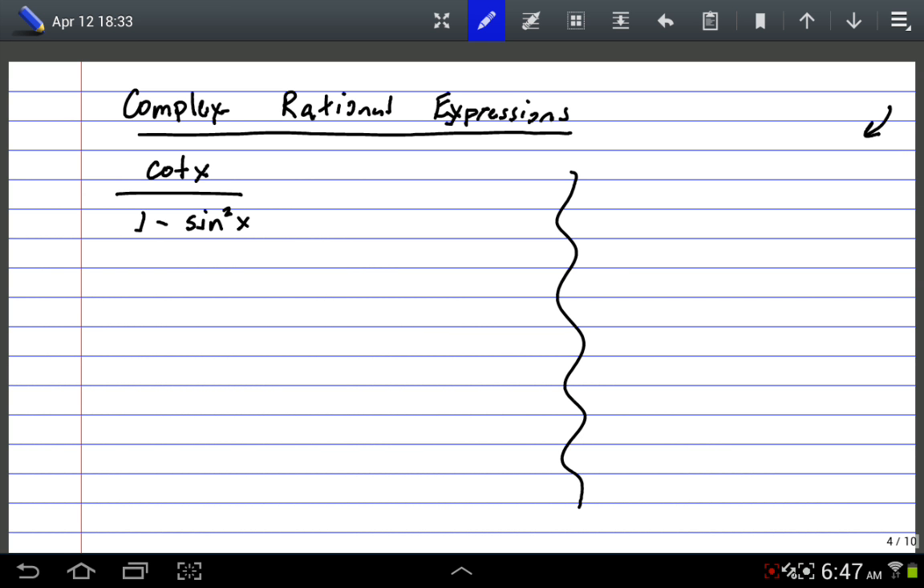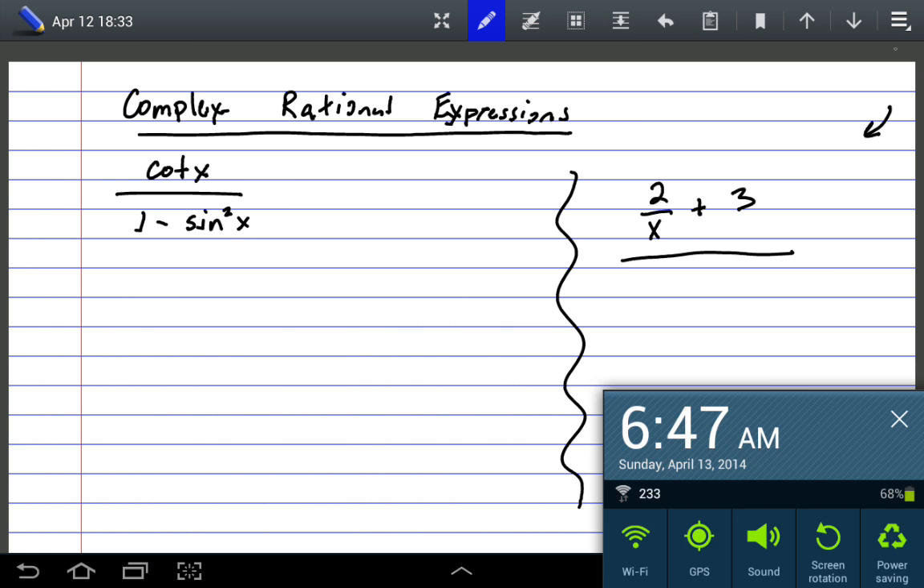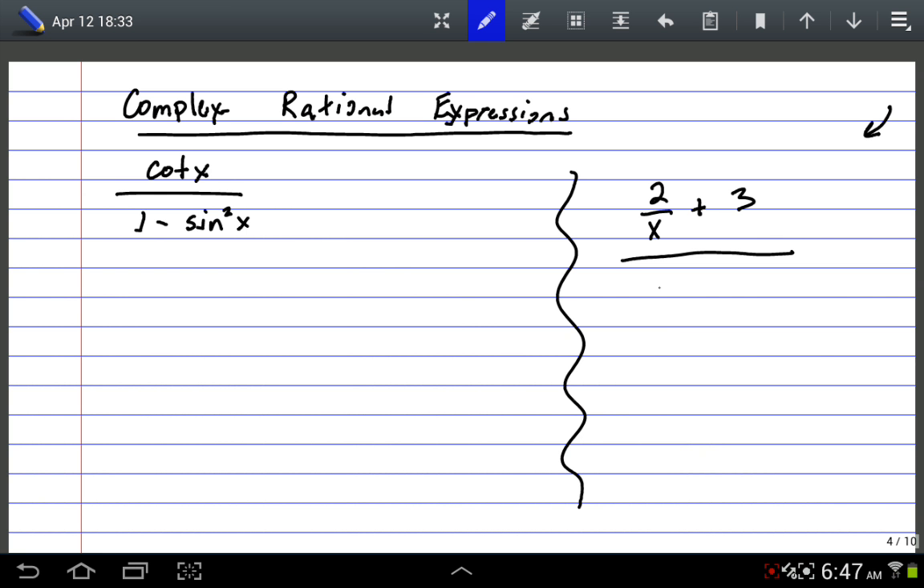Now let's look at the final strategy for today: complex rational expressions. Let's look at this from an algebraic standpoint first, and then we'll look at some examples with the trig. Over here on the right side, let's write a complex rational expression, something like 2 over x plus 3, over 5 over 2x plus 7. Remember, complex means we have fractions within fractions.